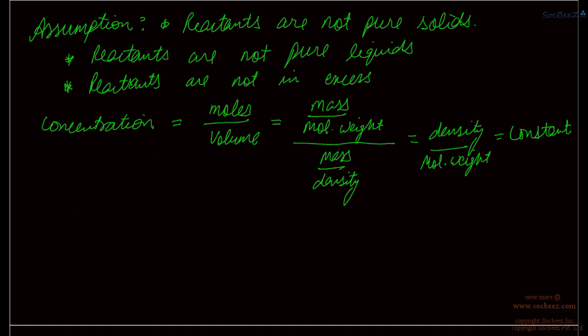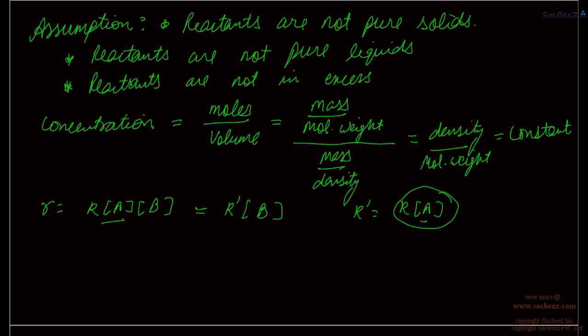Suppose the rate law is rate equals K into A into B. Now, suppose A is a pure solid or a pure liquid or it is in excess, then we can write the rate as K dash into B, because here K dash equals K into A, and since A is constant and K is constant, it gives another constant term. If the reactant is in excess, then whatever change in the reaction takes place does not apparently affect the concentration of species A. Hence, whenever any species is in excess, it is also not considered in the rate law. So, in this case, the order with respect to A may be interpreted as zero.